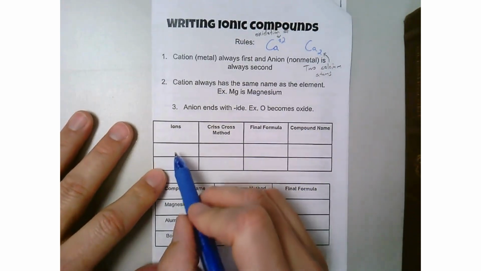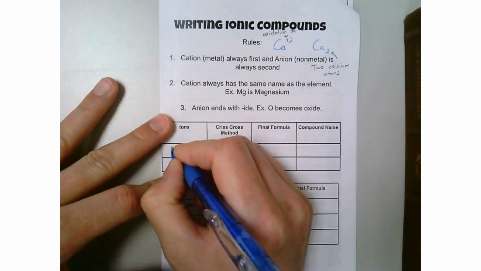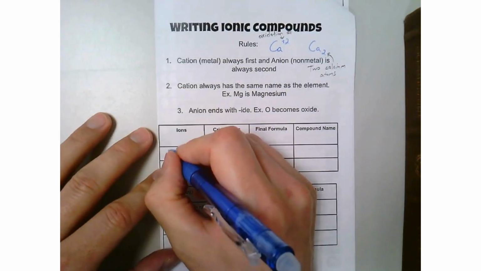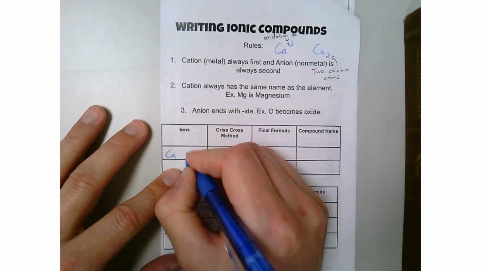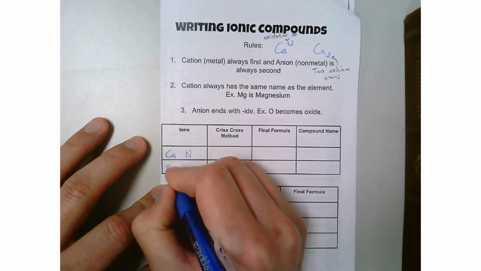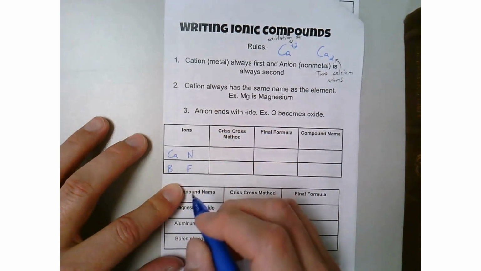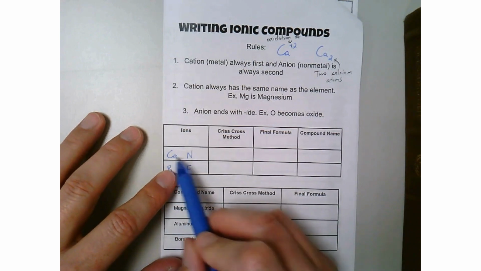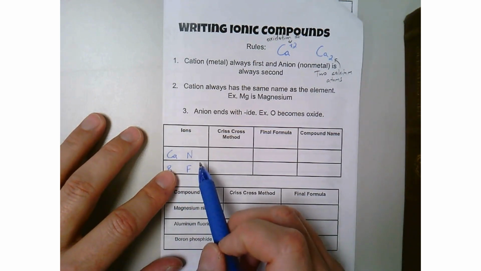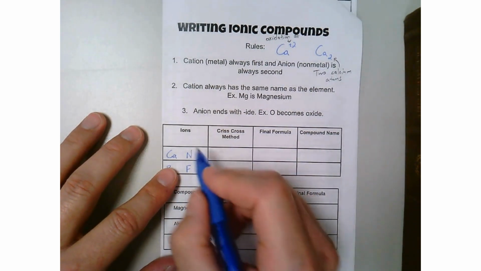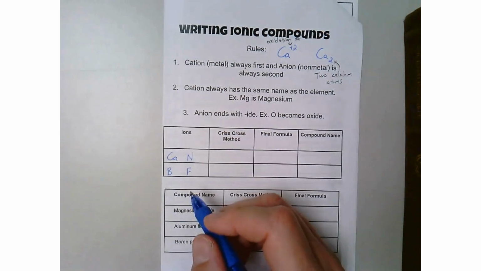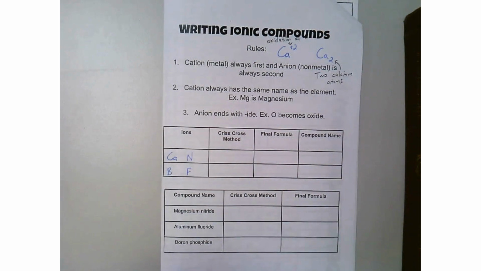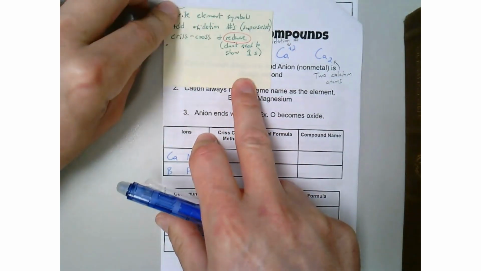Let's go ahead and write these. I'm going to give you 2 things to practice. We'll start with calcium and nitrogen. Then boron and fluorine. Those are the 2 ions you're given. We're going to do the crisscross method. Before we do that, I want you to follow some steps. I know this is a little sloppy, but this is what we're going to do.